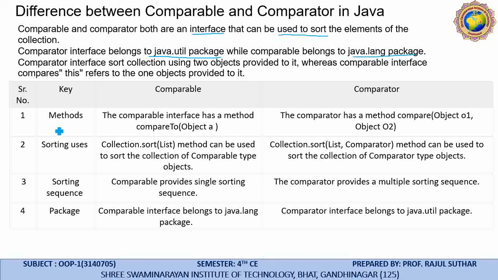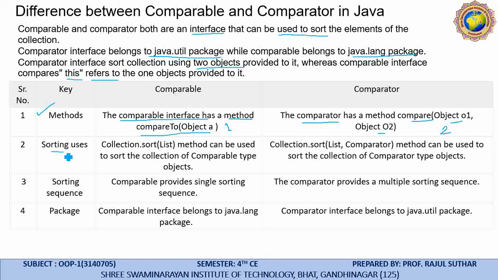Let me check the differences. The Comparator interface sorts the collection using two objects. Comparator uses the two objects provided to it, whereas the Comparable interface uses this reference. In terms of method, the Comparable interface has the compareTo method. Comparable compares only with a particular single object, only one object is used, while the Comparator has a method compare that uses two objects, object 1 and object 2.